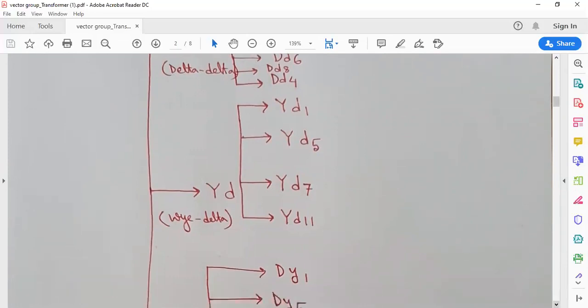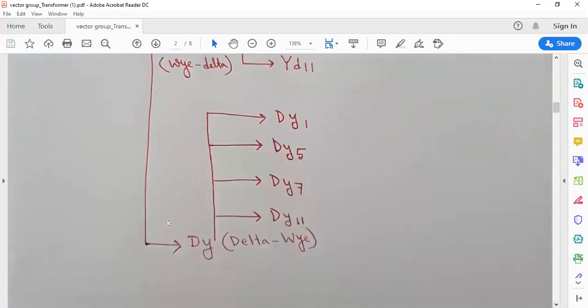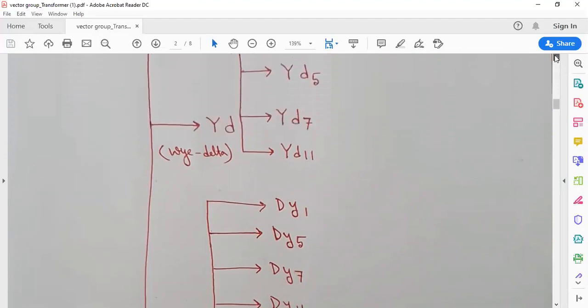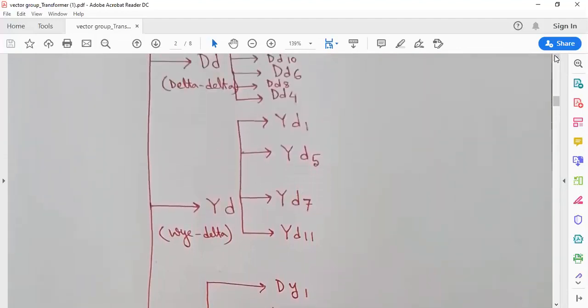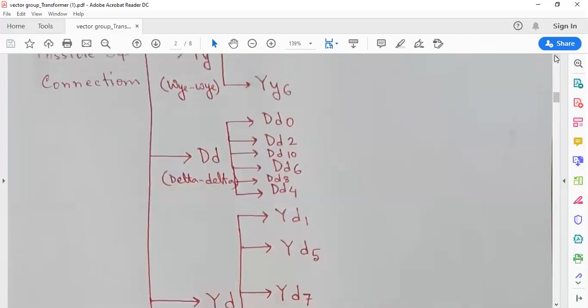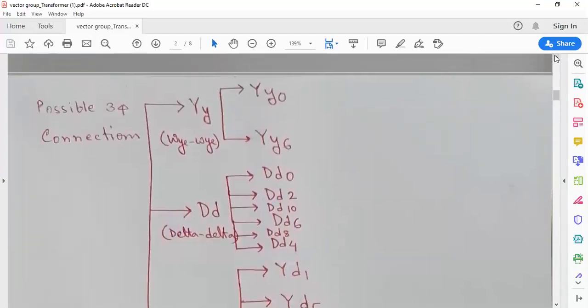Then the second, primary is delta, secondary is Y. But this is not enough information. If we indicate in a transformer's data sheet that it is a YD connected transformer, it is not enough. Because if we need to parallel it with another transformer, definitely we cannot parallel it with a YY connected transformer or DD connected transformer. We have to connect it with a YD connected transformer. But this is not enough. We need another piece of information if we parallel it with similar types of transformer.